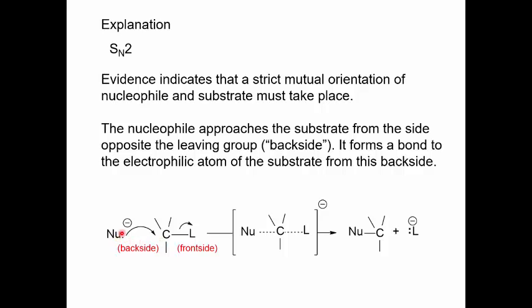It comes in from the side opposite the leaving group. It forms a bond to the carbon, and at the same time the bond to the leaving group breaks. Goes through a transition state, ultimately resulting in the products. A new bond formed between nucleophile and carbon, and the bond to the leaving group now completely broken. The important thing for us to see is this mutual orientation that occurs. The nucleophile is very choosy in that it approaches and bonds to the carbon of the substrate from the back side.